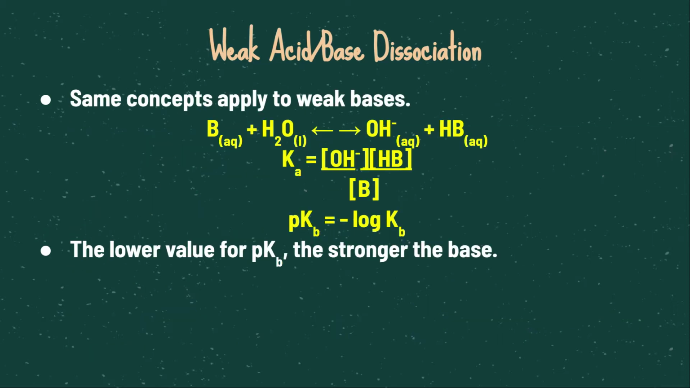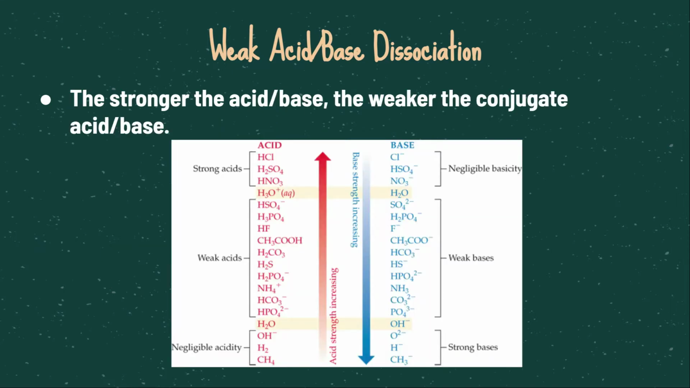The same concepts apply to weak bases as well. In terms of your dissociation equation, your base plus water gives you OH minus and your conjugate acid. Your Kb value, which should say Kb, not Ka, is listed there, and obviously the negative log of Kb is going to give you your pKb, and same thing, the lower the value for pKb, the stronger the base is.